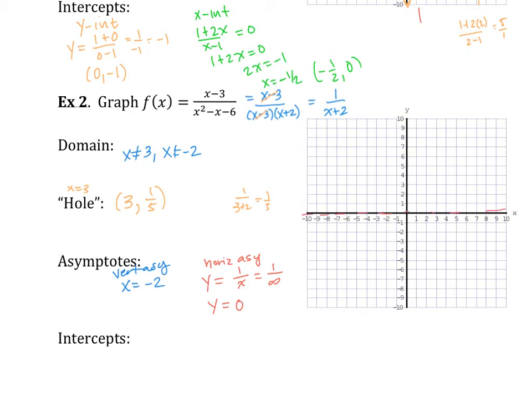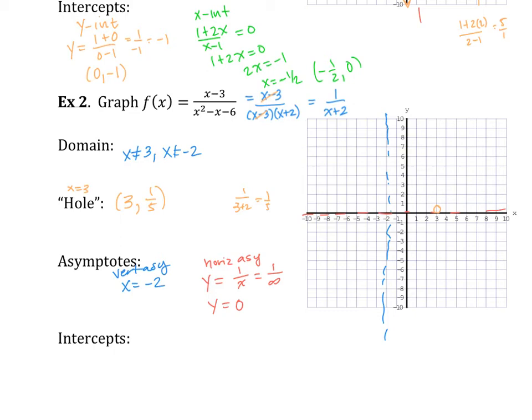And I'm going to sketch the vertical one at negative 2. I am making them dashed because they're not actually part of the graph, but they do guide the direction of the graph. Let's see, I'm also going to graph the hole. At 3, 1/5, there should be a hole. I'm just going to estimate; I'm going to make it an open circle.